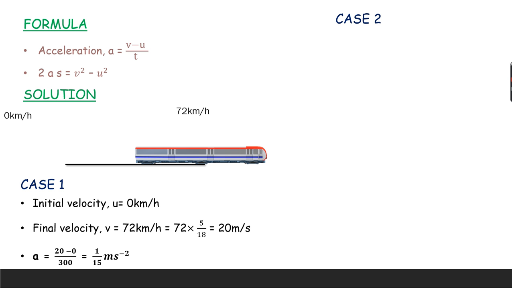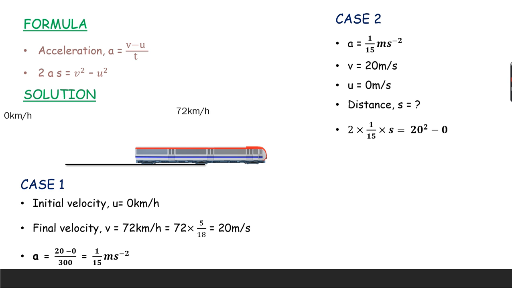And in my case two, I have to find the distance. So I have the acceleration and I have the final velocity 20 meter per second and I have the initial velocity. I have to find the distance, right? So I can find distance using the third formula, which is 2AS is equal to V square minus U square, and on substituting in that formula I get S to be 3000 meter, which is 3 kilometer. That is, the train travels 3 kilometer with the acceleration 1 by 15 meter per second square.